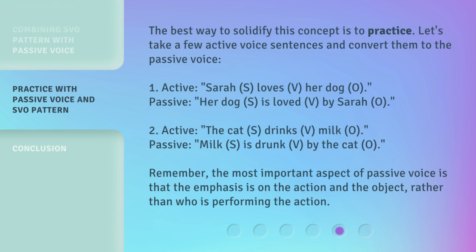The best way to solidify this concept is to practice. Let's take a few active voice sentences and convert them to the passive voice. One. Active: Sarah (S) loves (V) her dog (O). Passive: Her dog (S) is loved (V) by Sarah (O). Two. Active: The cat (S) drinks (V) milk (O). Passive: Milk (S) is drunk (V) by the cat (O).